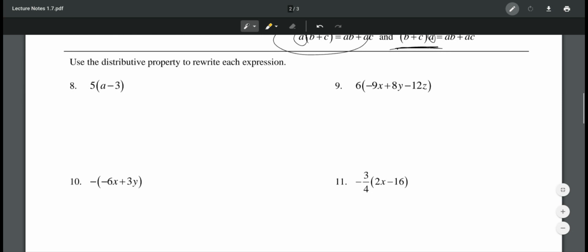So in this particular number 8, we are using the distributive property to rewrite each expression. So I'm going to take my number out in front, which is 5, and I'm going to multiply it by the A and the negative 3. So 5 times A is 5A, and 5 times negative 3 is negative 15. I cannot add 5A and negative 15 together, so I leave that alone. Here, I'm going to take 6 and I'm going to distribute it. So that would be negative 54x. That would be positive 48y. And then negative 72z.